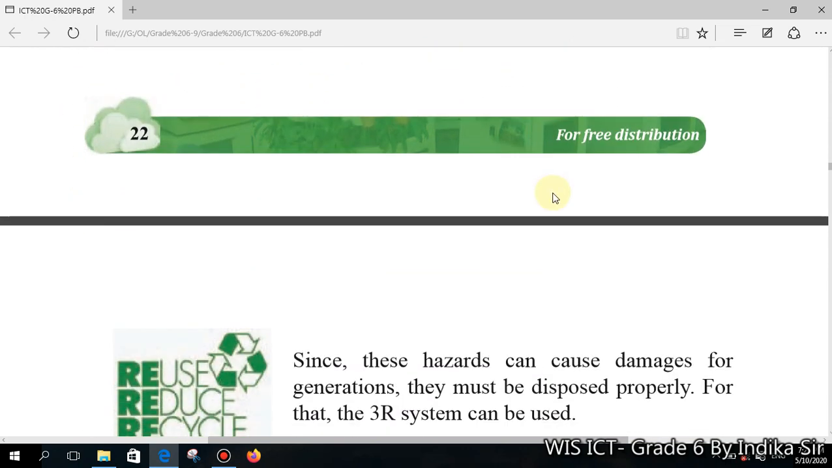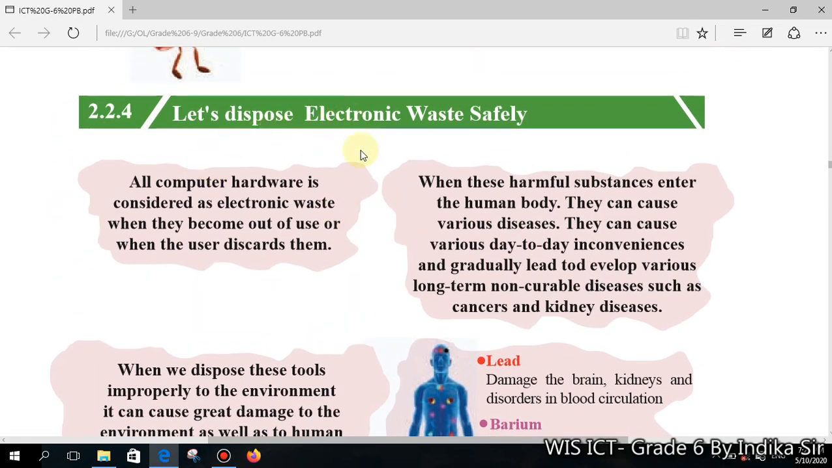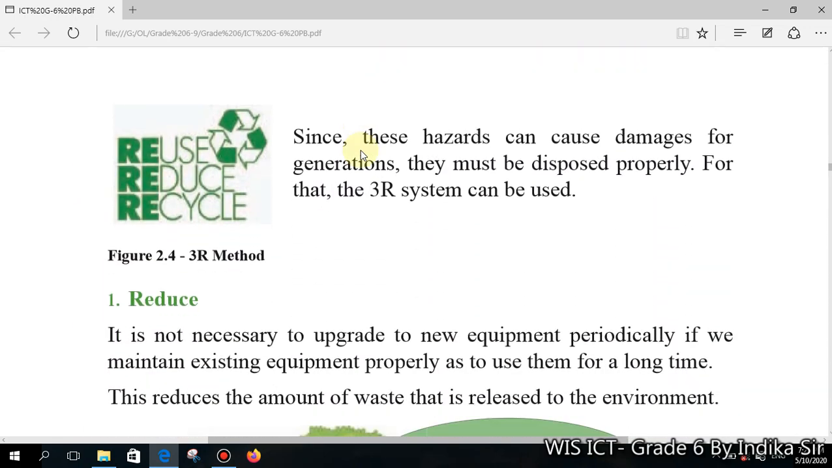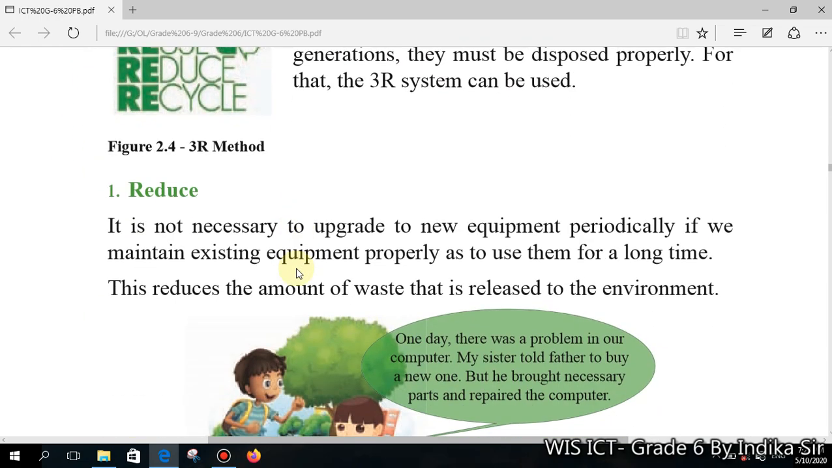Okay, how do we stop these illnesses that can be caused by electronic waste, children? There is a way. We will see what it is. Since these hazards can cause damage for generations, they must be deposited properly. For that, the 3R system can be used. When you are depositing this electronic waste, there is a method of doing it that can minimize these effects on the environment and on the human body. We will see what these are.